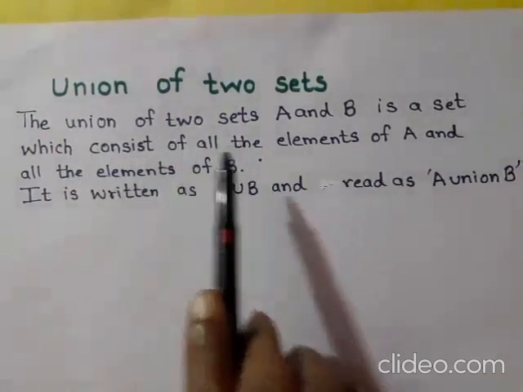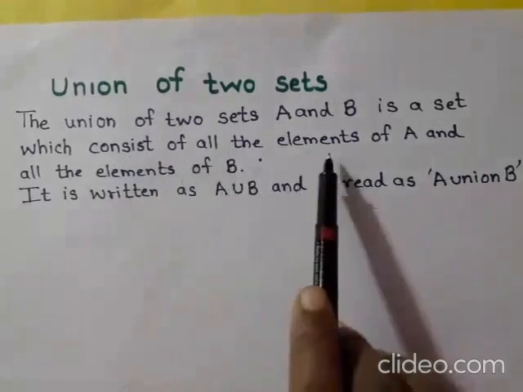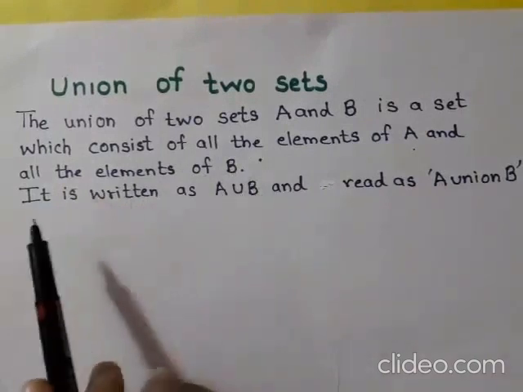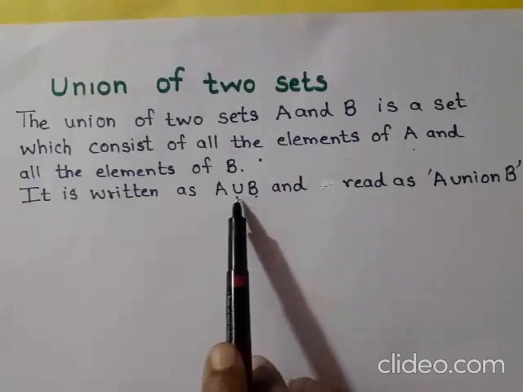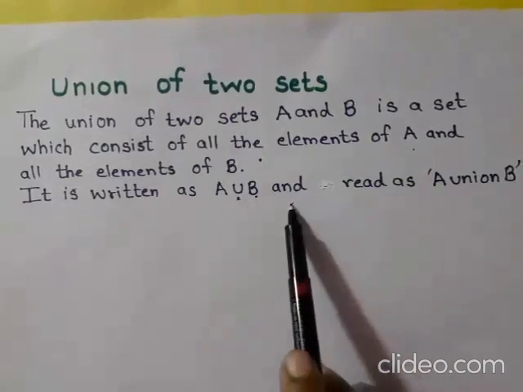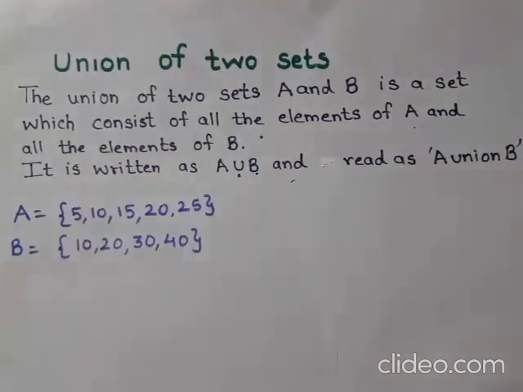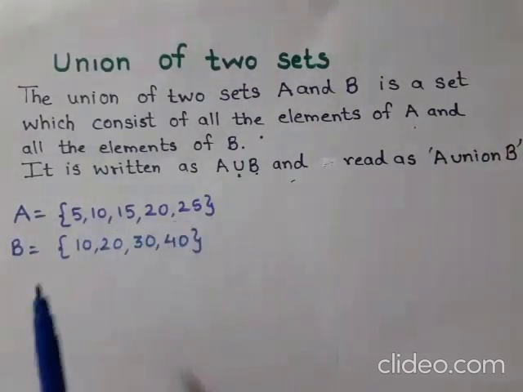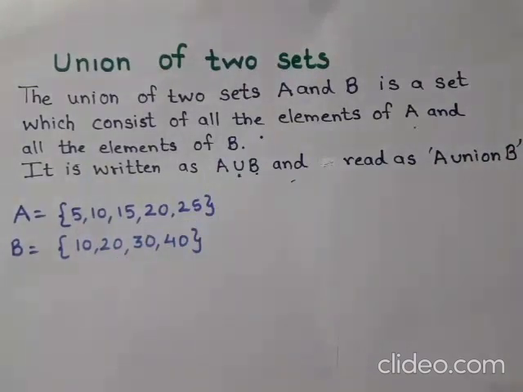The union of two sets A and B is a set which consists of all the elements of A and all the elements of B. It is written as A union B. This is the symbol of union and we read it as A union B. Let us understand this with the help of some examples. A is a set of 5, 10, 15, 20, 25 and B is a set of 10, 20, 30, 40.